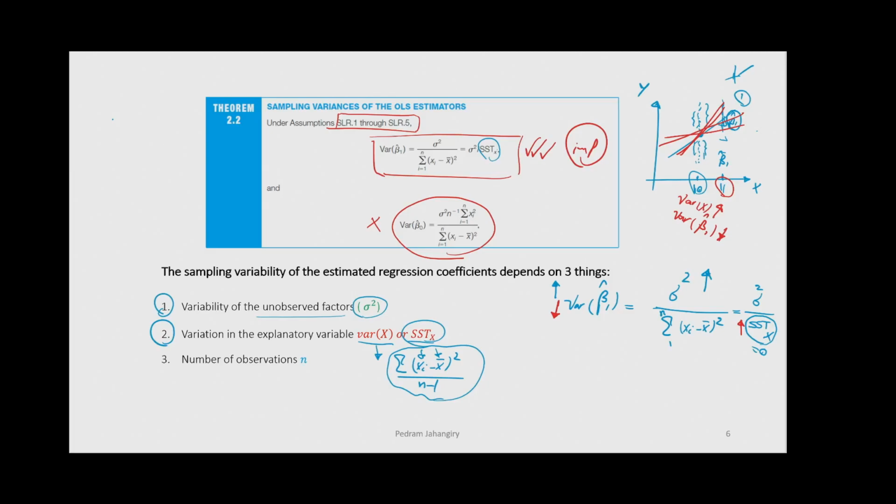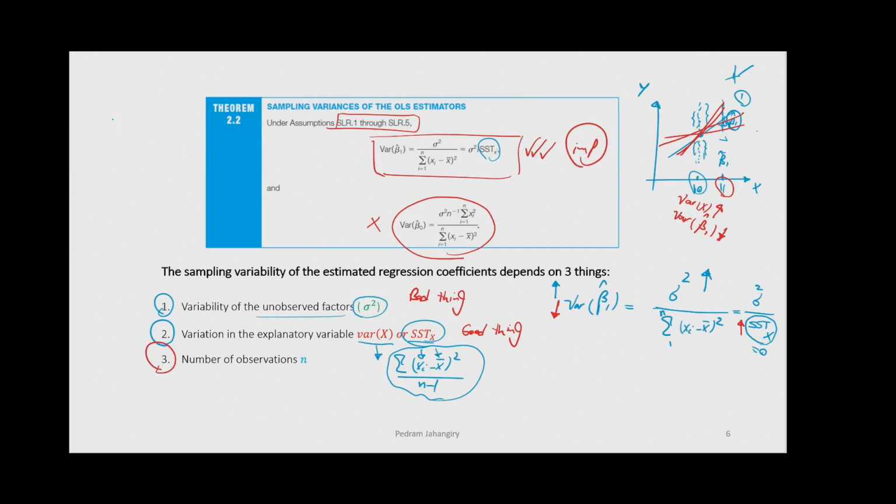So quickly reviewing these two. The first one, if sigma squared increases, we saw that variance increases, so it's a bad thing. Higher sigma squared is a bad thing. Higher variance of x is a good thing. And how do I say good thing, bad thing? If the variance of beta hat 1 is small, I call it a good thing. It's a good thing that the variability of your estimated numbers is small, because you're closer and closer to that unobserved true beta 1.